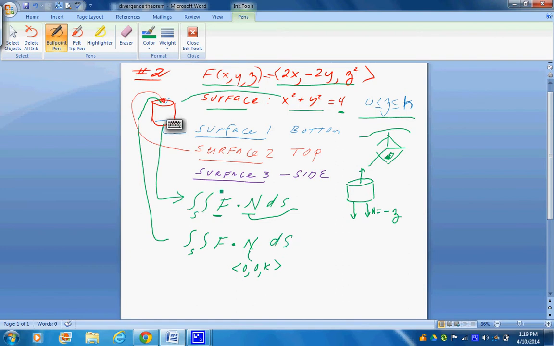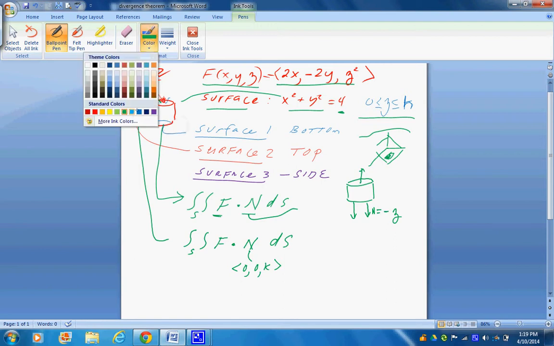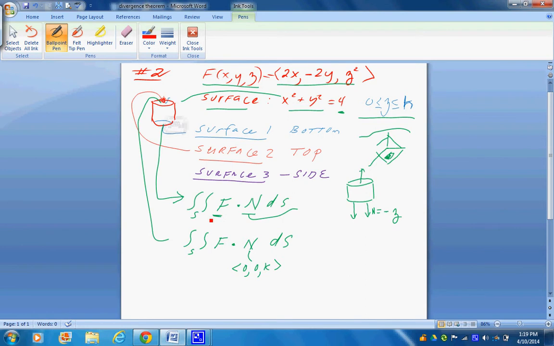Well, there's actually one other thing that will make the work easier later on. What I'm going to be doing is integrating this over the area, and in both cases the area that I'm going to be integrating over is a circle with a radius of 2.